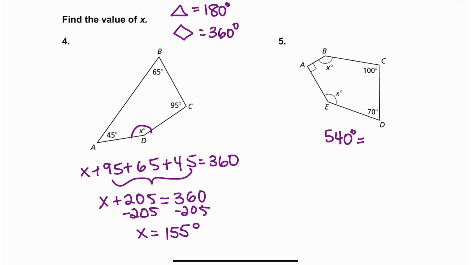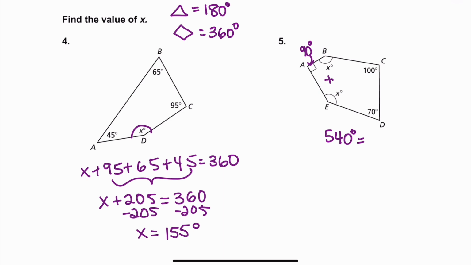If I add up all of the angles, I have 170, x and x, and then this little symbol right here means that it is perpendicular. It is a 90 degree angle. So if you ever see this symbol right here, you're going to put 90 degrees.